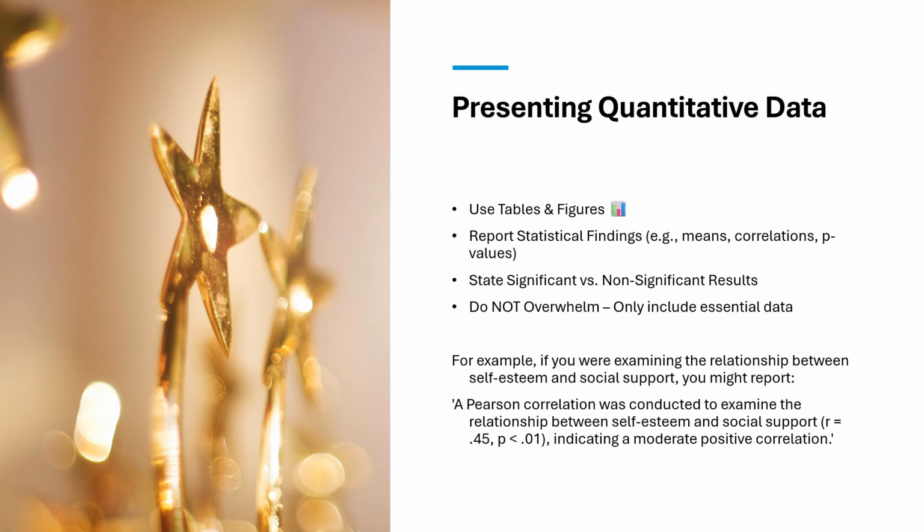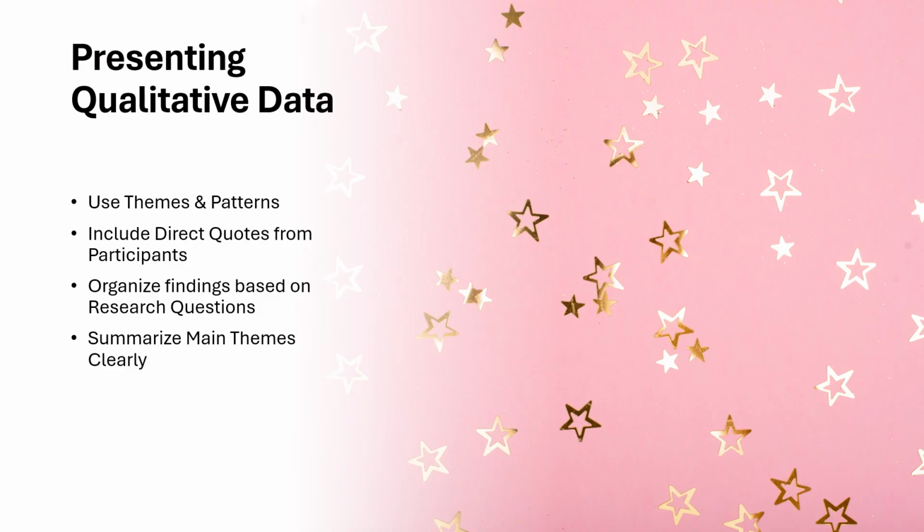Okay, so now let's talk about how to present qualitative results. For those of you working with qualitative research, your results section will look different. So instead of numbers and statistics, you will focus on themes and patterns that emerged from your data. Start by grouping responses into themes that align with your research question. Provide direct quotes from participants to illustrate key findings. Organize your findings in a structured way, either by research question or by theme.